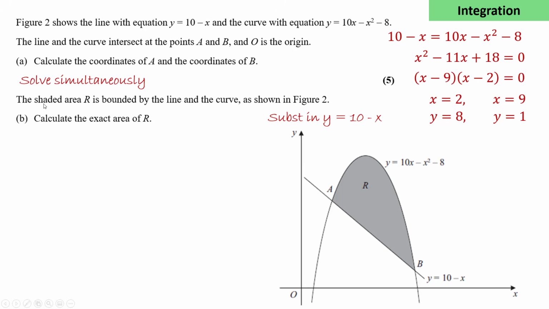The second part of the question is what we're really interested in, which says the shaded area R is bounded by the line and the curve, and we want to find the exact area of R.